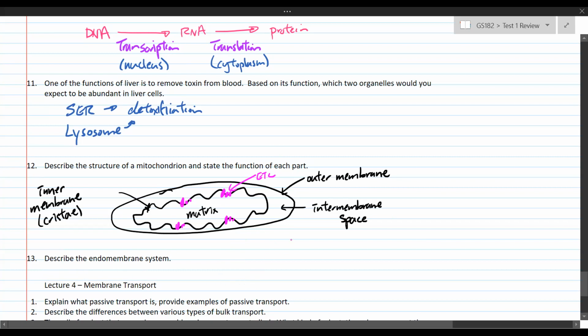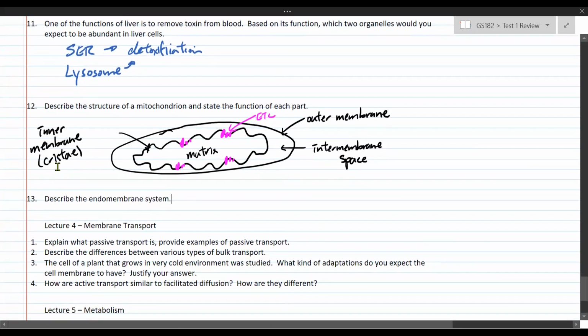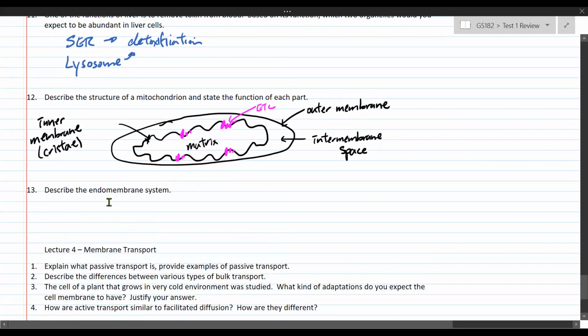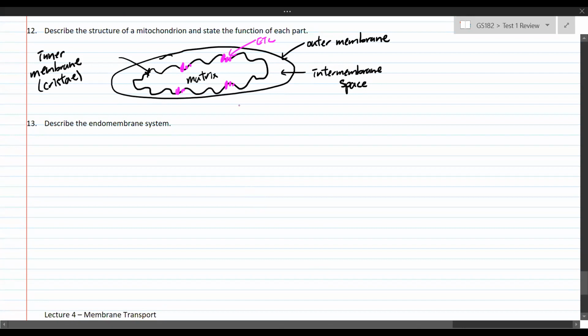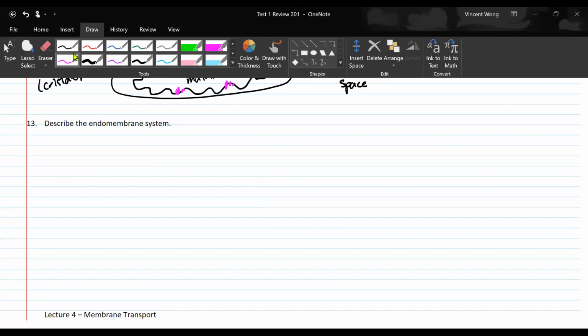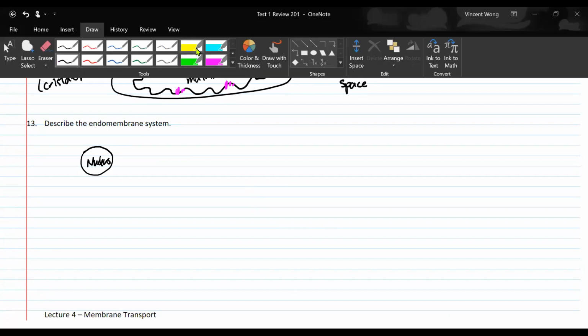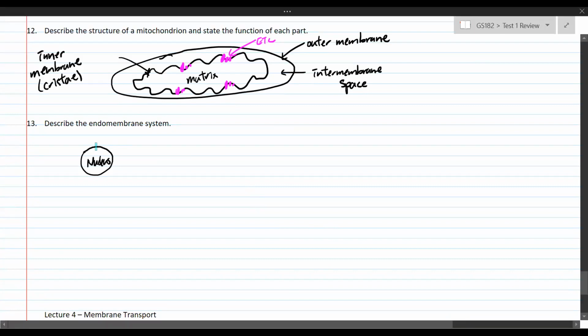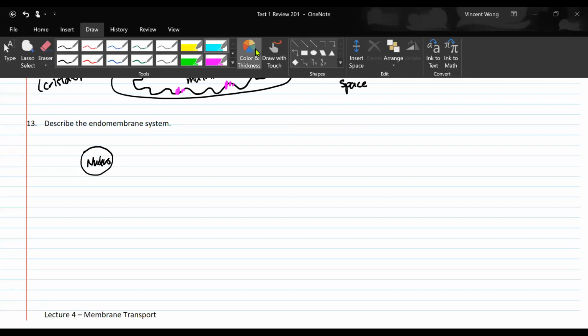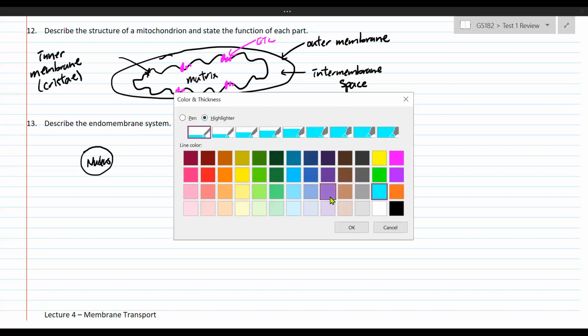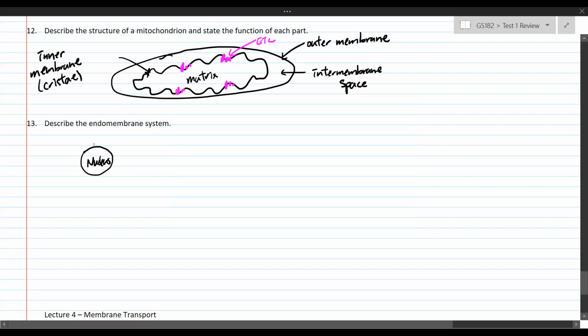Describe the endomembrane system. So, long story short, we basically have the nucleus here. And I showed you this before, that the nucleus has an envelope, right? A nuclear envelope that goes around it.